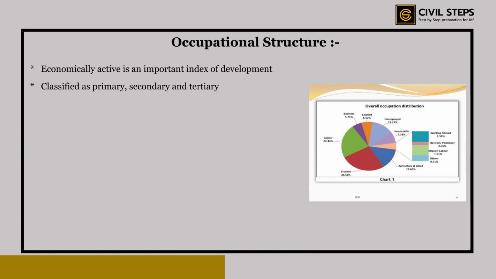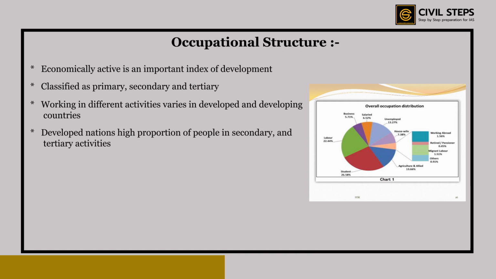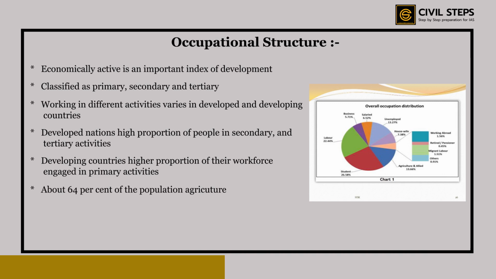The proportion of people working in different activities varies in developed and the developing countries. In developed nations, there is a high proportion of people in the secondary and tertiary activities. However, developing countries tend to have a higher proportion of their workforce engaged in primary activities. In India, about 64% of the population is engaged only in agriculture, which is a primary activity. The proportion of population who is dependent on the secondary and tertiary sector is about 13 and 20% respectively.